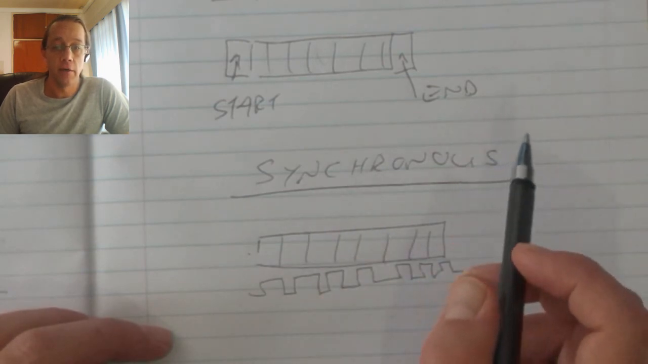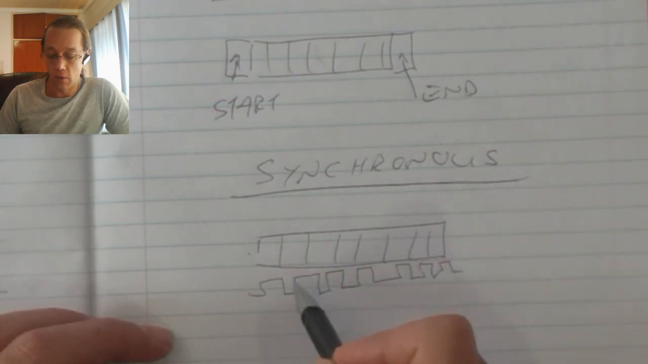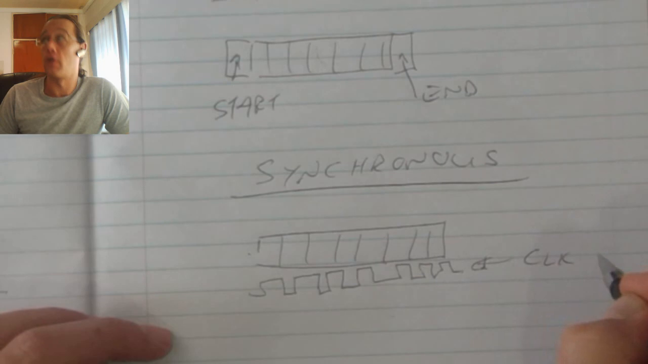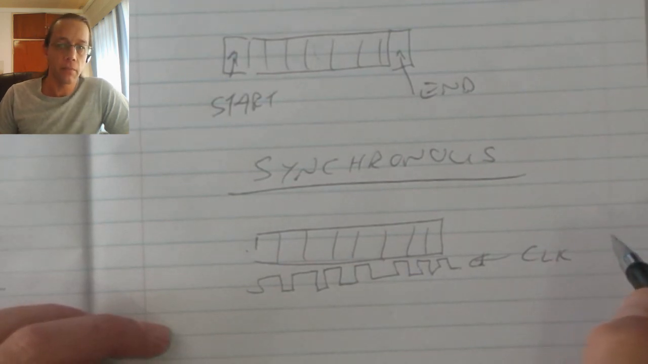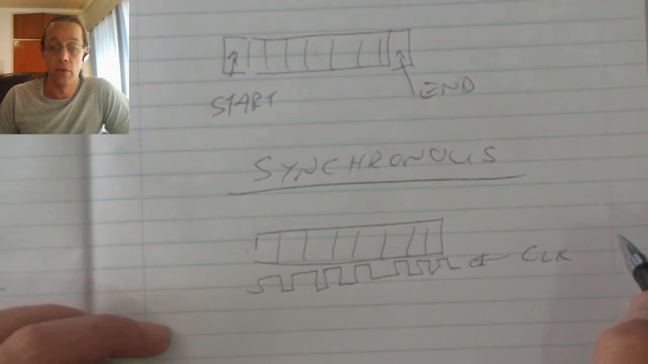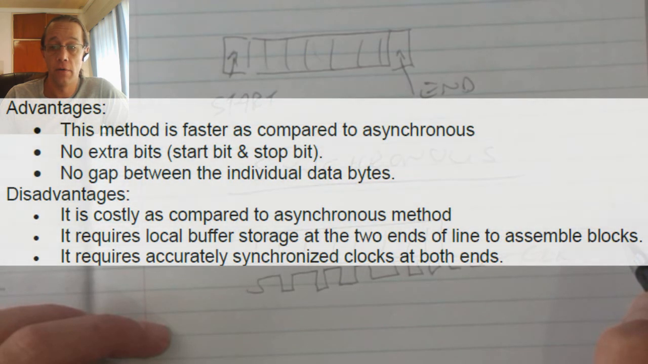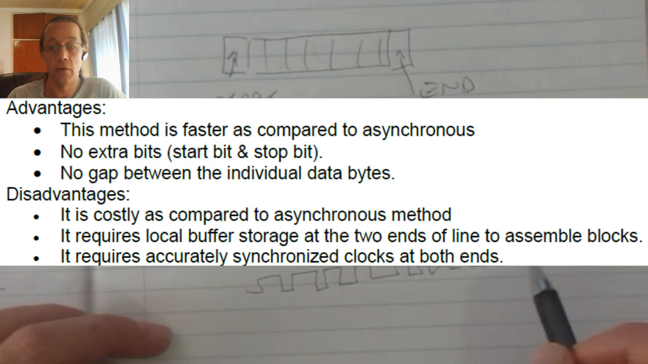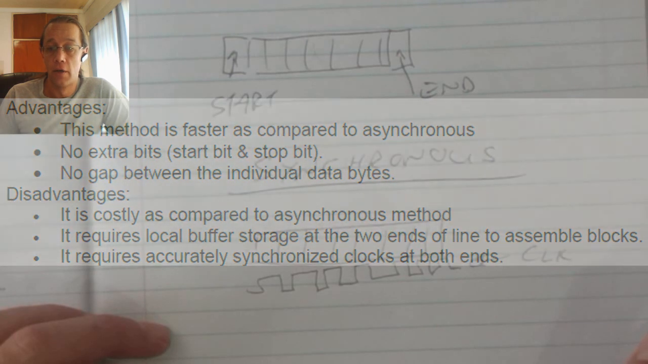The disadvantage is it's more costly because of the additional line required for the clock. It requires a local buffer for storage at both ends to separate the individual bits and to put them together at the end. These can be seen in the shift registers. And finally, it requires an accurate synchronized clock at both ends.